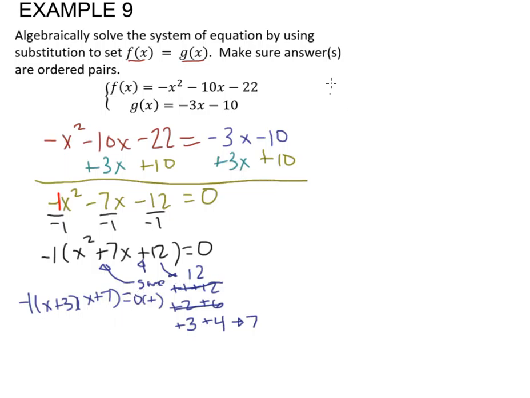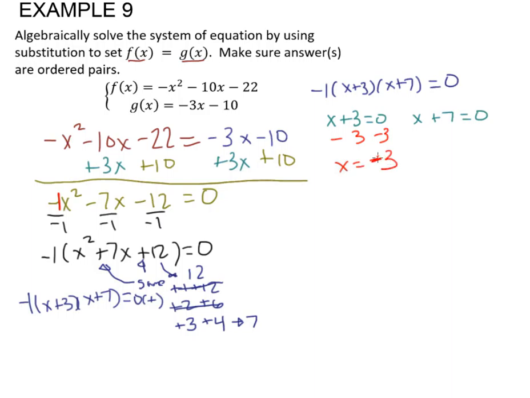Okay, so now let's factor those. We're going to take negative 1 times x plus 3 times x plus 7 equals 0, and we're going to set them individually equal to 0. So that is x plus 3 equals 0, and x plus 7 equals 0. Solving, minus 3, so x equals negative 3. Minus 7, so x equals negative 7.